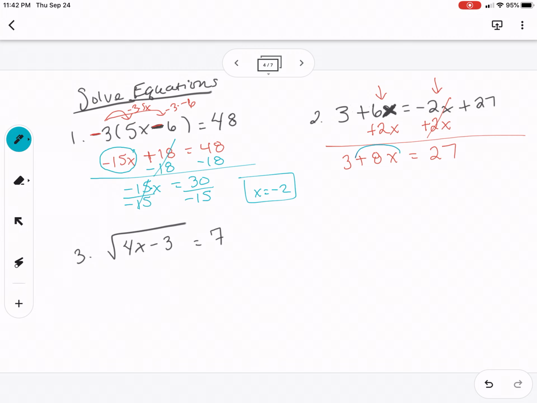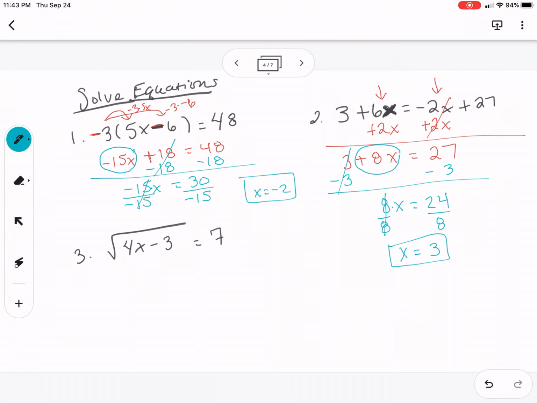Here the x is stuck to the 8, so I want to undo my positive 3 first. So I would do negative or -3 to both sides. 27 minus 3 is 24. And then my last step here to undo multiplying 8 would be to divide 8 so that x is by itself. So my final answer is a 3.